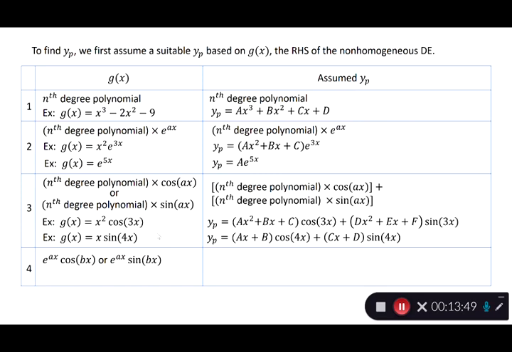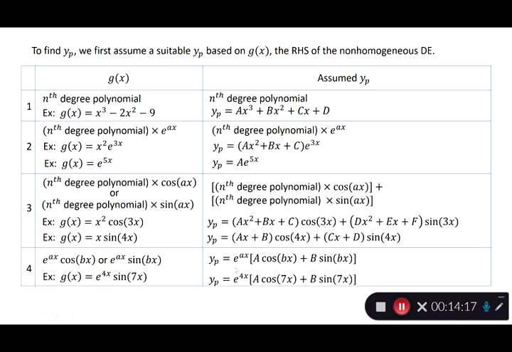What if we had e to the ax times cosine of bx or e to the ax times sine of bx? In that case, we just say e to the ax times a cosine of bx plus b sine of bx. E to the 4x sine 7x. We say y sub p is, can you guess? Yep, e to the 4x times a cosine of 7x plus b sine of 7x.